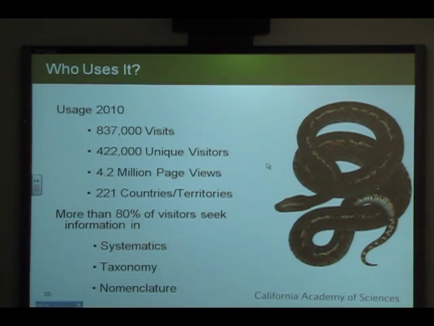As I mentioned, who uses it? These are our usage statistics from 2010. There's a lot of different people using it for a lot of different reasons. But from last year's survey that BHL ran, it's thought that more than 80% of visitors seek information in systematics, taxonomy, and nomenclature, which is nice because I think that means we're kind of hitting our target audience, aka you, pretty squarely, which is nice to see.